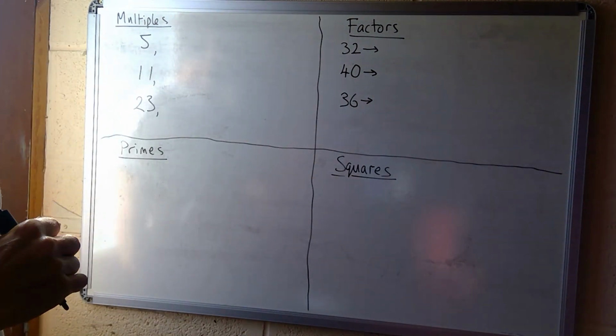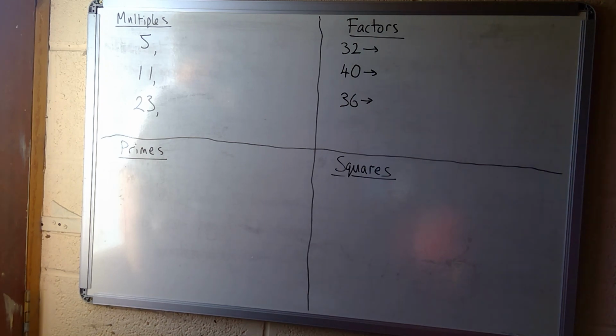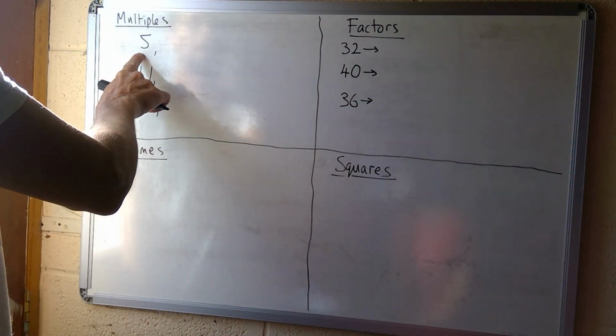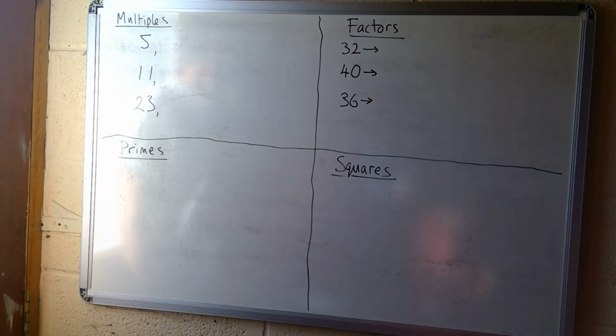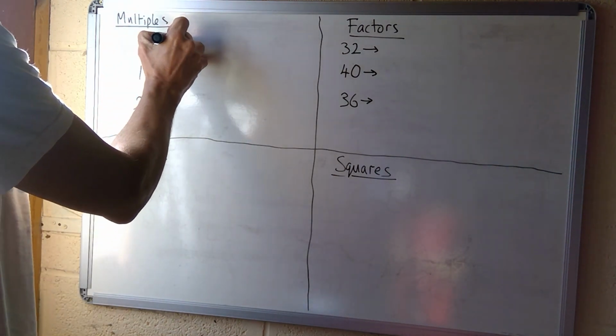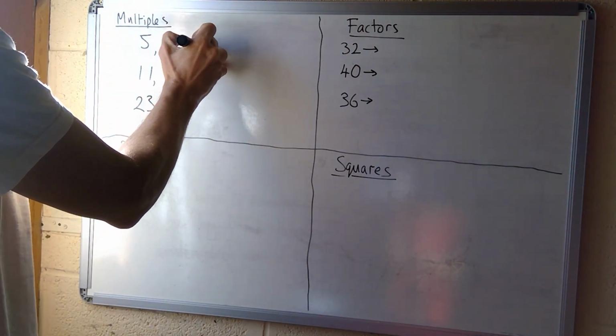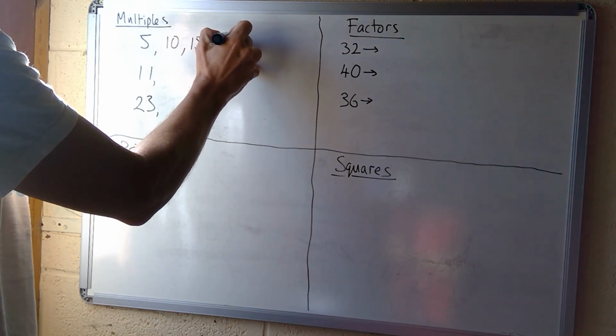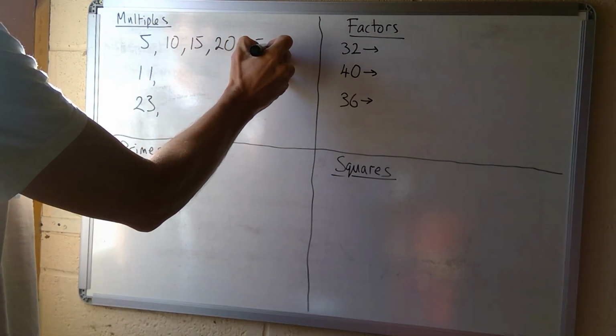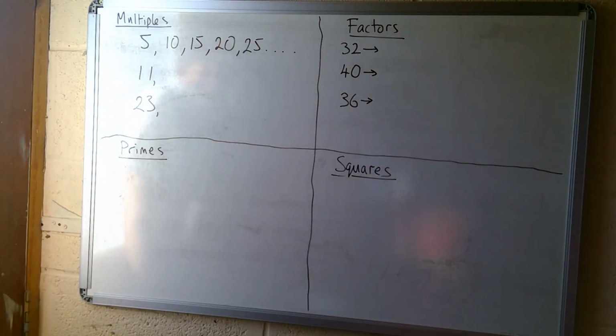Multiples, as you can probably tell, comes from the same word as to multiply. So if I want to find the multiples of 5, I basically multiply by 5. So it's all the numbers in the 5 times table. So 5, 10, 15, 20, 25. And multiples are an infinitely long list. You can go on with multiples forever and ever.